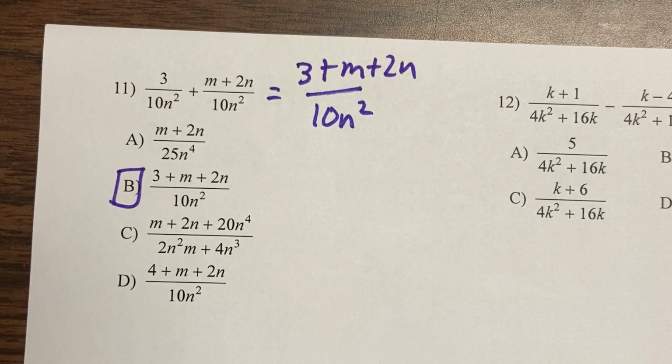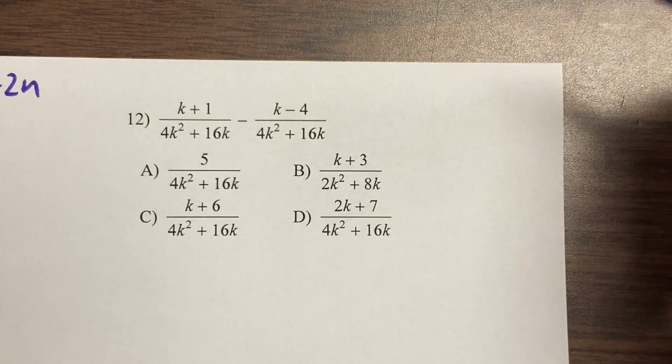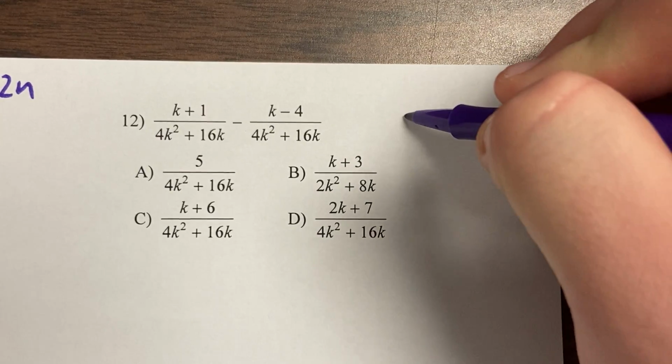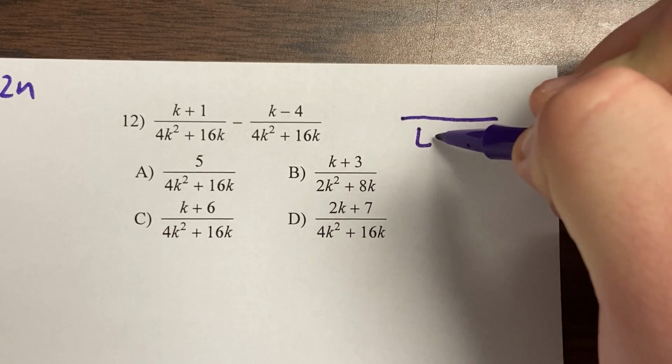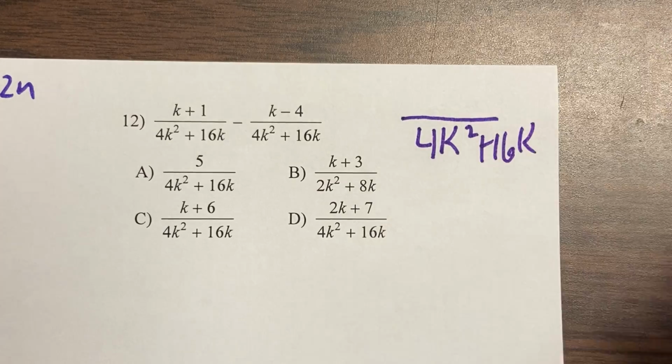11, yeah, 11 should be B. Again, 12 kind of presents the same issue. The denominator is the same, so I'm going to keep the denominator the same. I have 4k squared plus 16k.